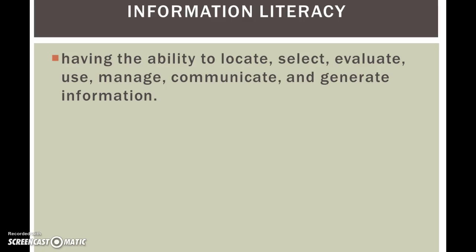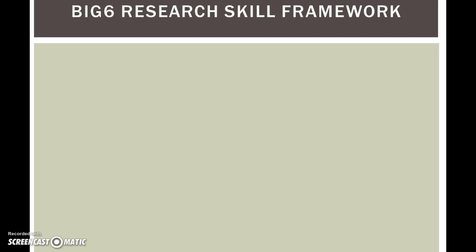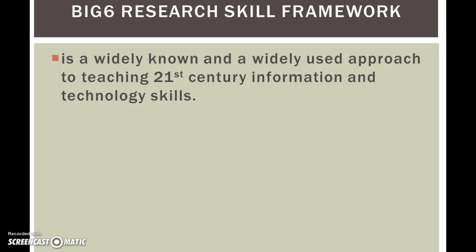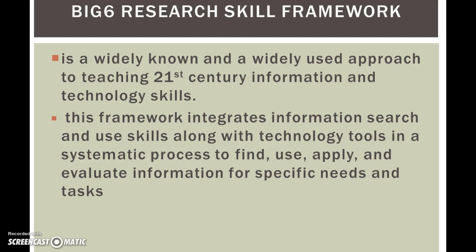Information literacy, just a quick review, is having the ability to locate, select, evaluate, use, manage, communicate, and generate information. The Big Six Research Skill Framework is a widely known and widely used approach to teaching 21st century information and technology skills. This framework integrates information search and use skills along with technology tools in a systematic process to find, use, apply, and evaluate information for specific needs and tasks.